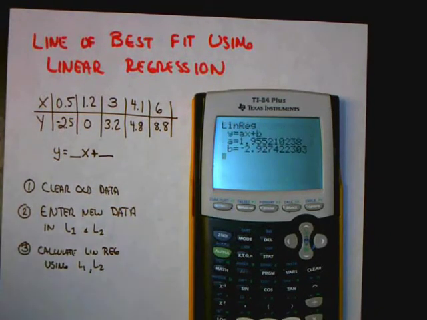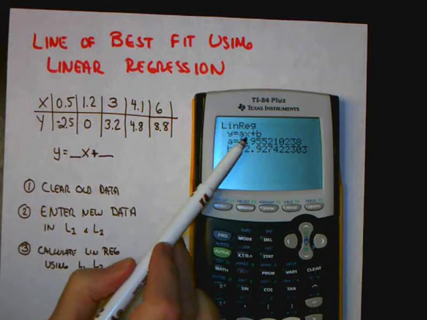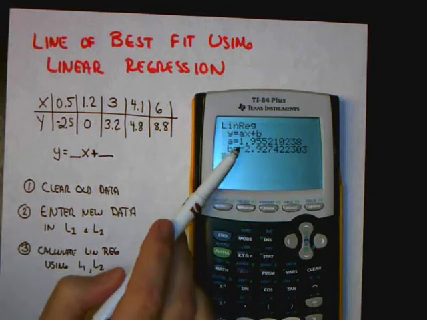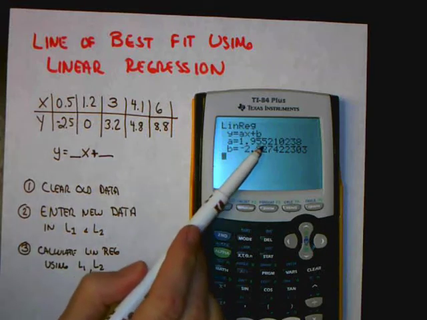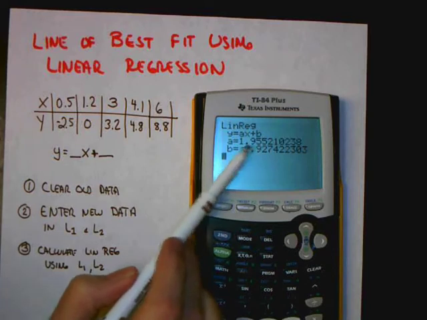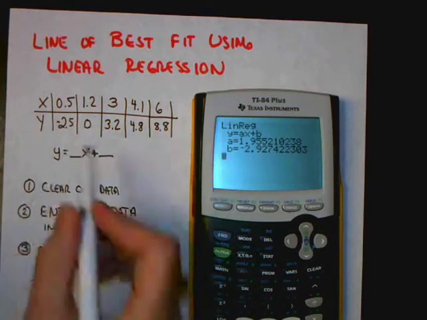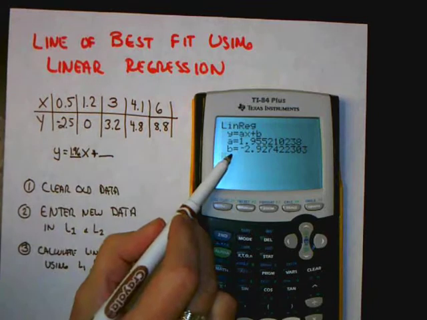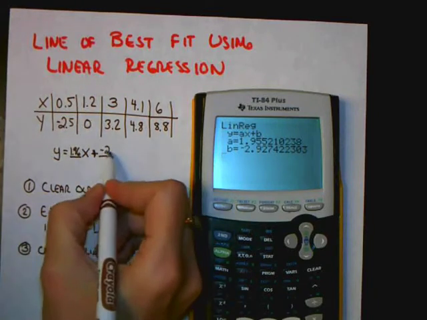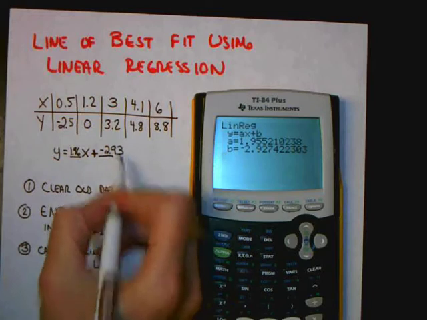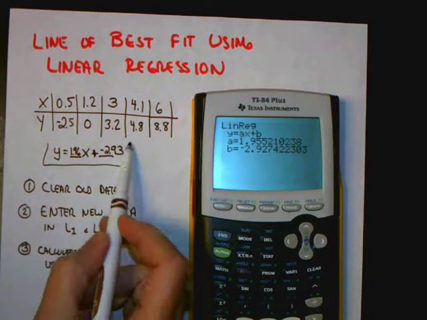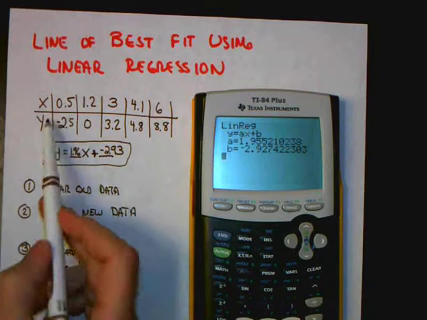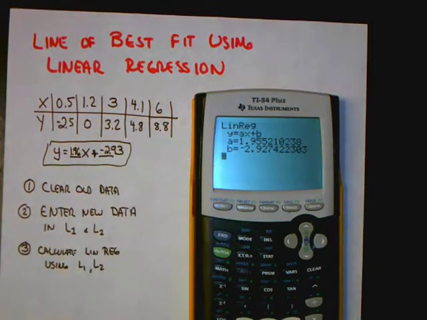And I hit enter. And what it does is it gives me the slope and the y-intercept for the line of best fit. So it says y equals ax plus b, where a is 1.955210238. I generally use this to 2 decimal places here, so this would round to 1.96 as our slope. And our y-intercept is negative 2.93. So this line does the best possible job of going through that set of data.